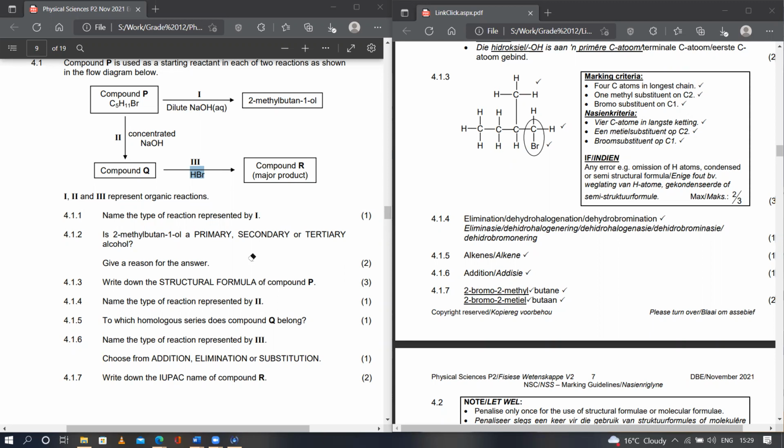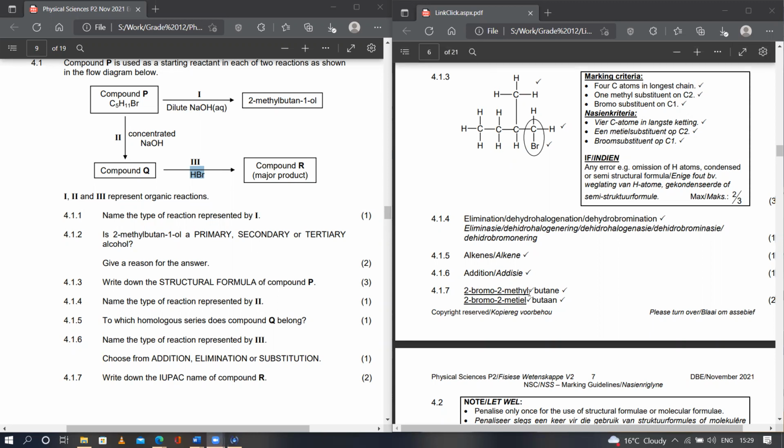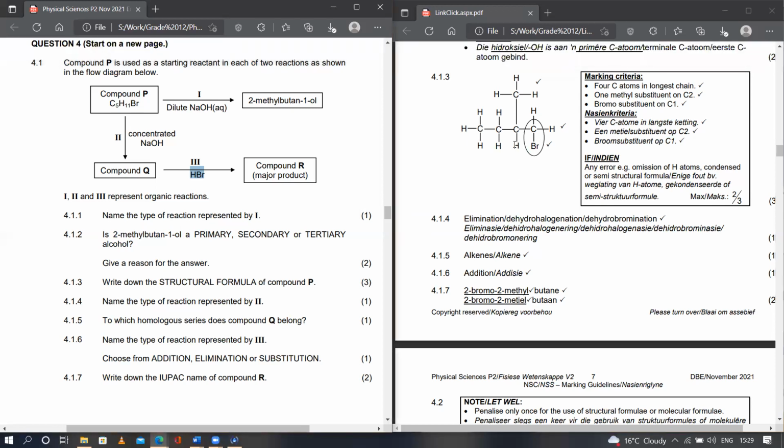So now they say the type of reaction that occurs in 3, that's addition. Write down the IUPAC name of compound R. That's gonna be 2-bromo-2-methyl butane. I'm sure you understand why, because now the bromine is gonna be here and the hydrogen is gonna be here. That's why it's gonna be 2-bromo-2-methyl butane.